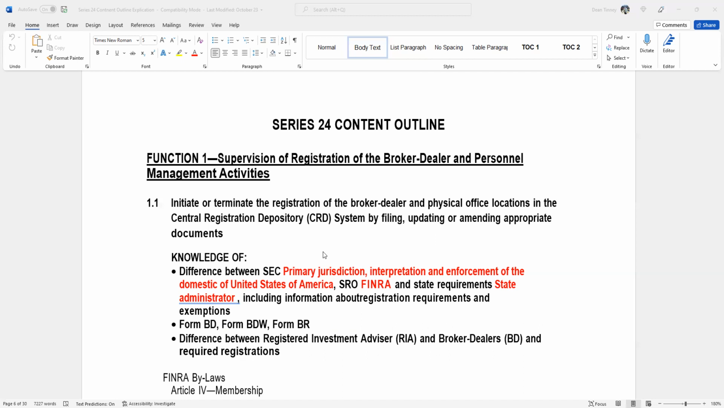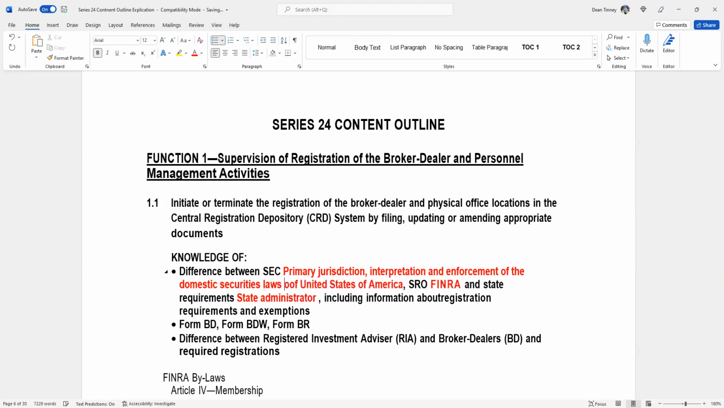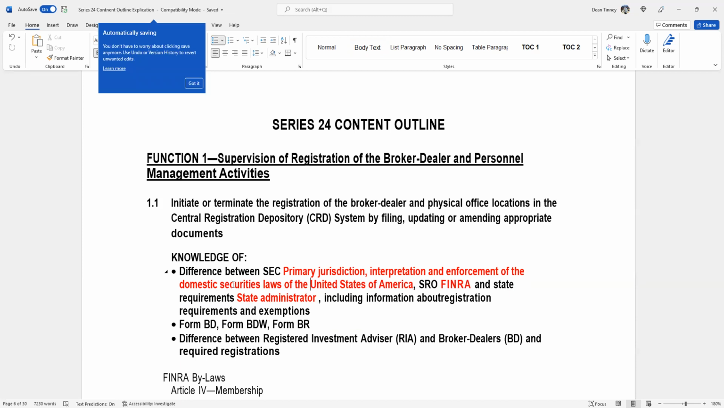So who is the SEC? The SEC, as you can see in my comment here, has primary jurisdiction, interpretation, and enforcement of the domestic securities laws of the United States of America. Looks like I missed the securities laws. There we go, that's a little better. Of the United States of America. Self-regulatory organization is FINRA.